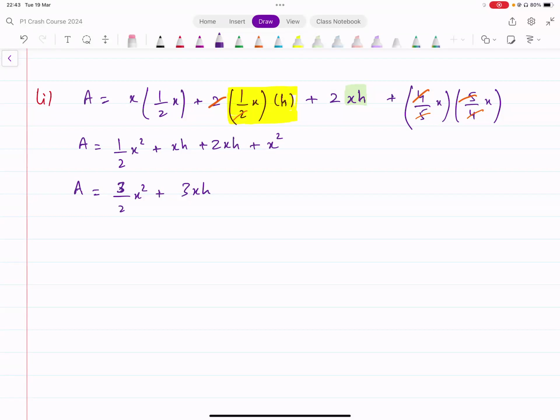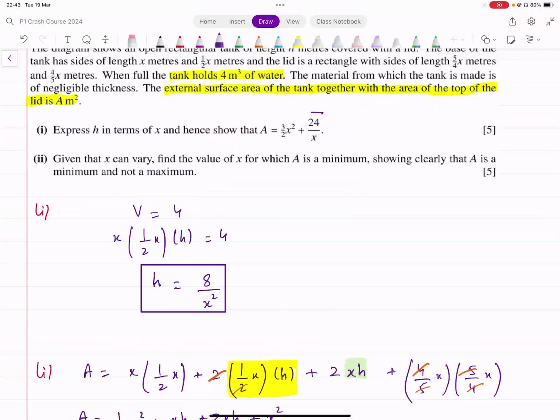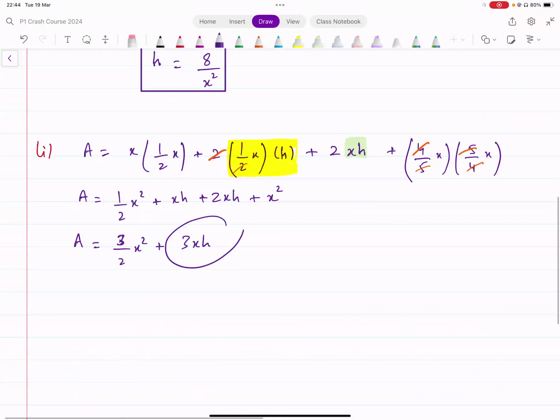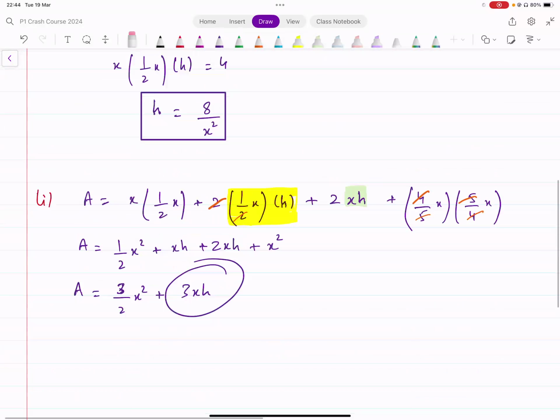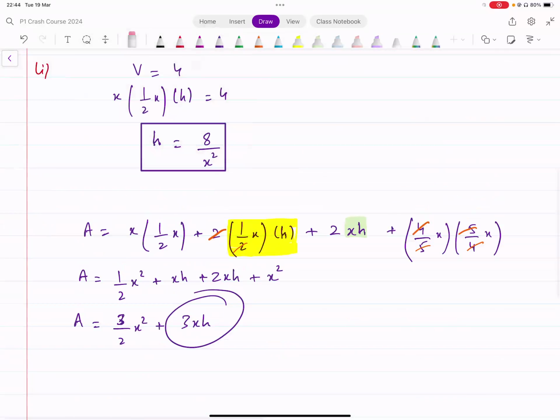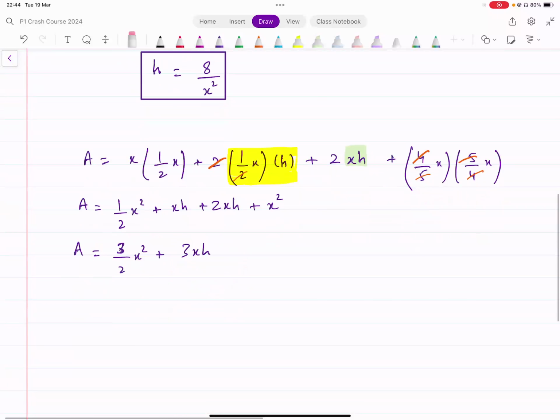This is the area that we're getting in terms of x and h. They have asked us to prove that the area equals this, 3 over 2x squared plus 24 over x. Now, in this form, they do not have any x or any h there. So what can we do? We can eliminate h from this by using what we already proved above, that h equals 8 over x squared. Let's use that to eliminate h from this. So instead of h, just input 8 over x squared and see what that gives you.